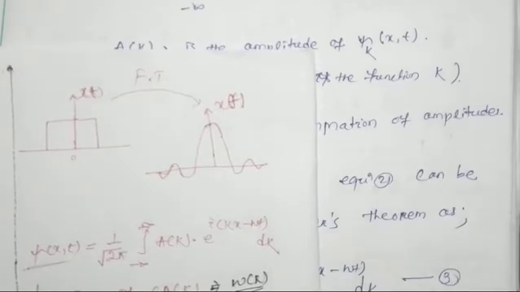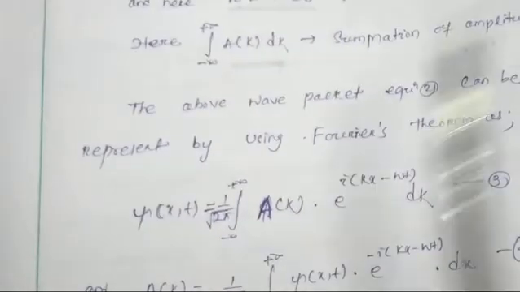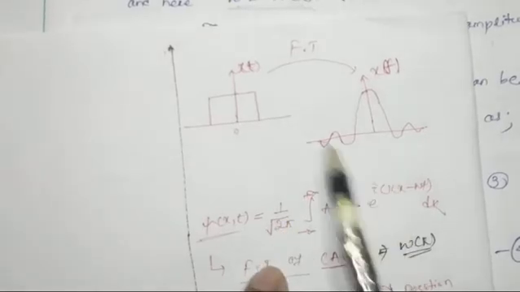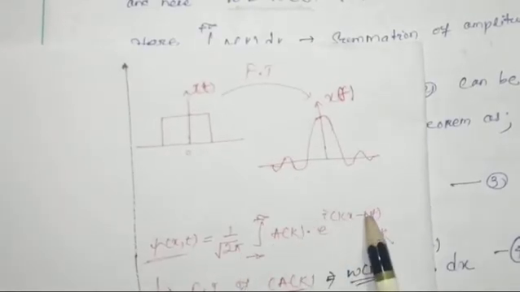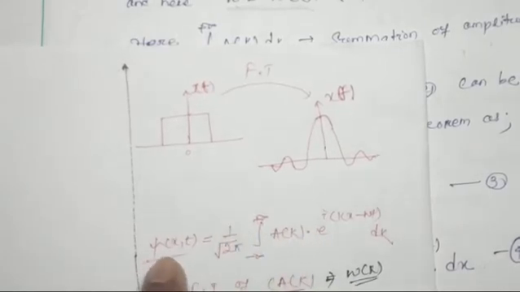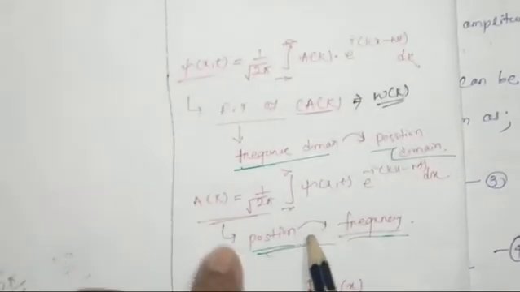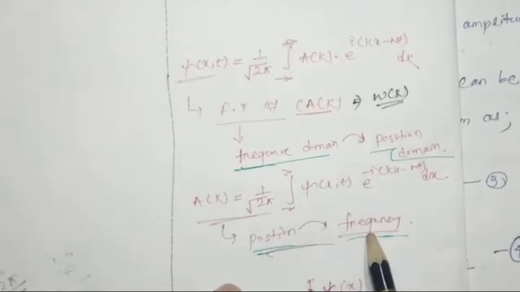For that only we are considering the Fourier transform equation, that is psi(x,t) will be this one and A(k) will be this one. So here psi(x,t) is nothing but what I have written here, the integral of A(k) e to the i(kx minus omega t) dk, that is the Fourier transform of A(k). That means from the frequency domain, k being a function of omega, to the position domain psi(x,t). So now A(k) is transformed to psi(x,t), and vice versa.